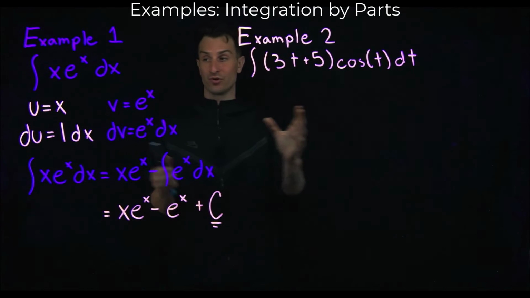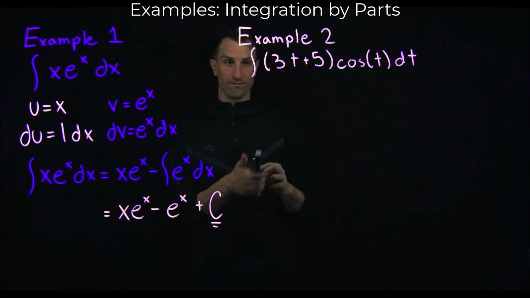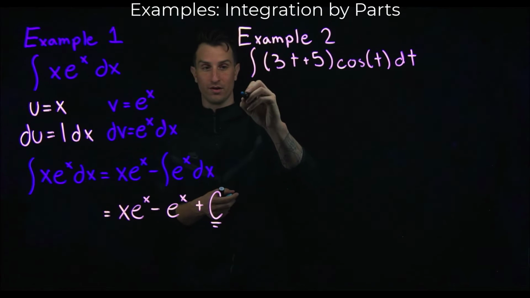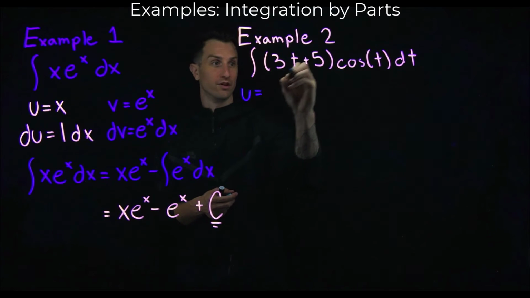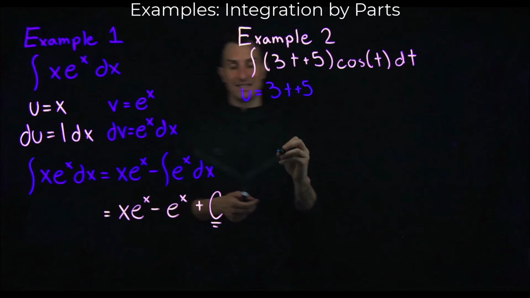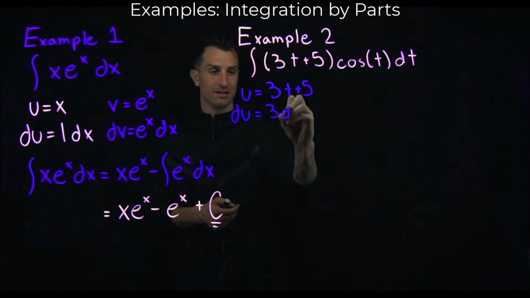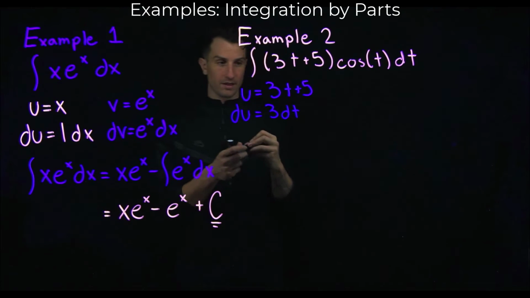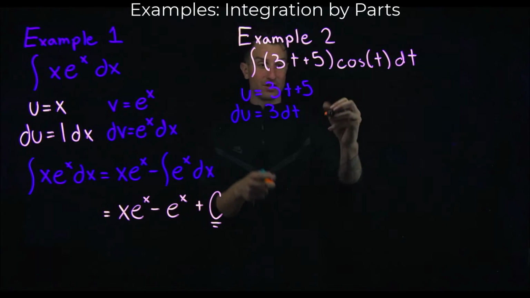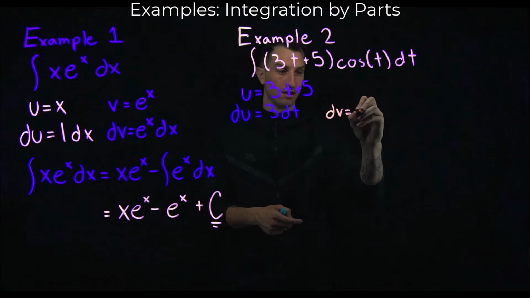Let's go to example 2. Again, we want to take that same idea of what we should set our u to be that will make life easier down the road. Maybe pause the video. You didn't pause the video? Okay. So u is equal to 3t plus 5, which means that du, the derivative of u, is just going to be 3 dt. Perfect. And what's next? If u is 3t plus 5, that must mean that dv is equal to cosine of t dt.